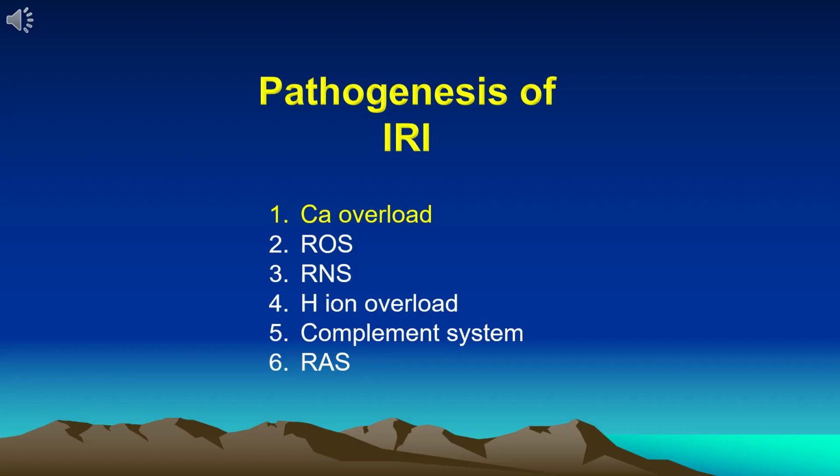Individually, each of these factors is damaging. Together, they create a synergistic and catastrophic cascade that leads to the cellular fates of apoptosis, necrosis, and organ dysfunction we've already discussed.